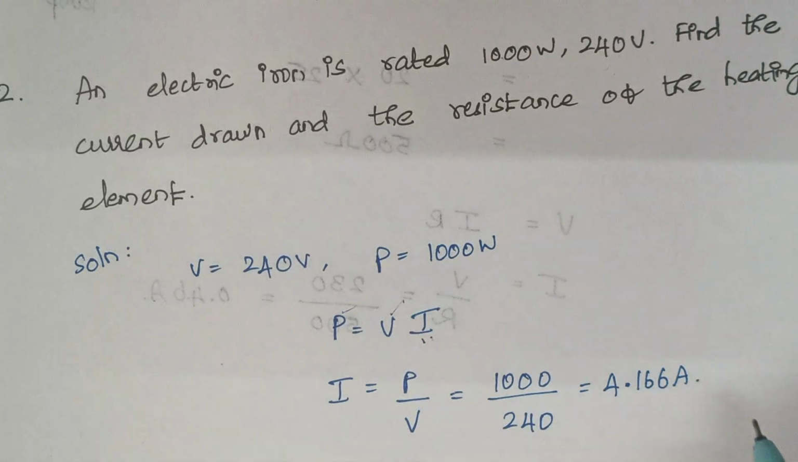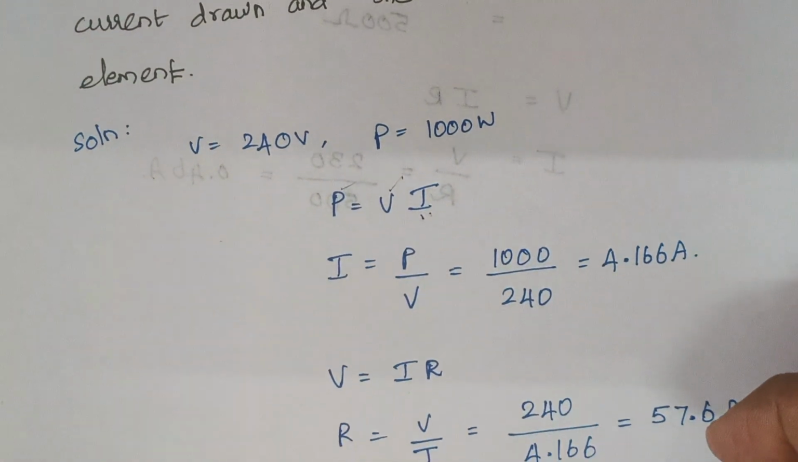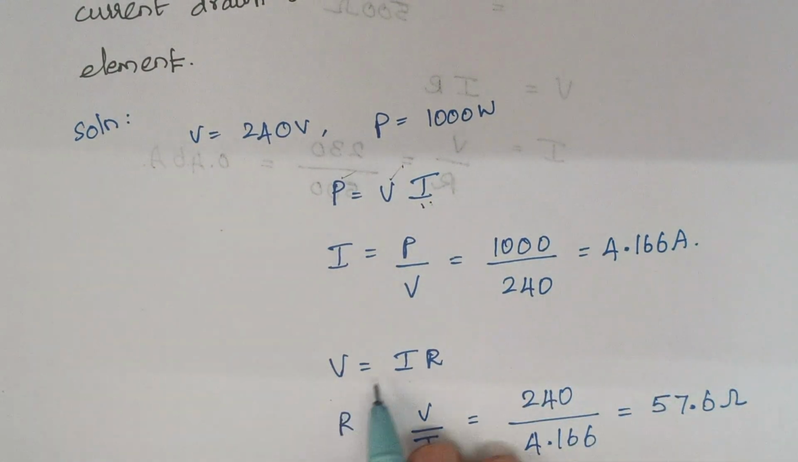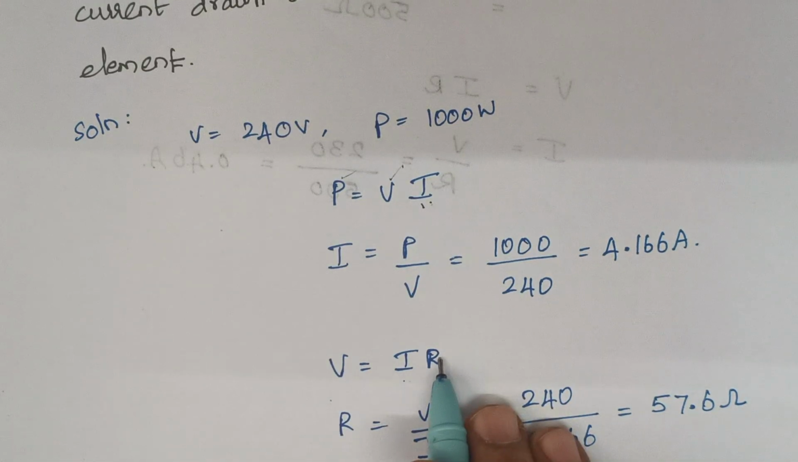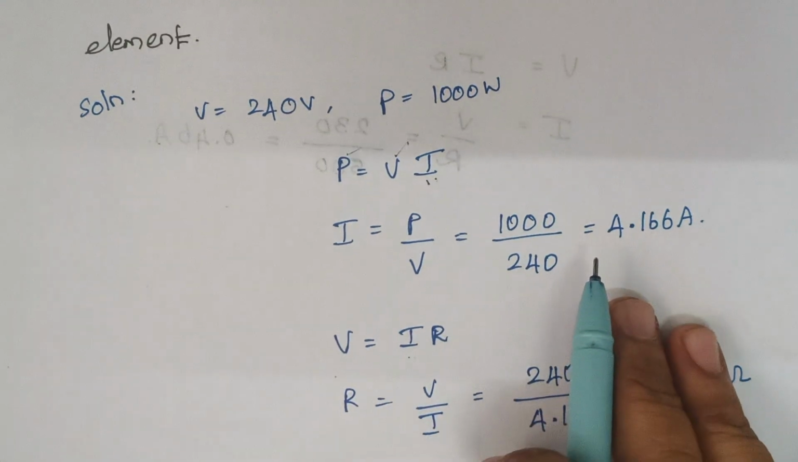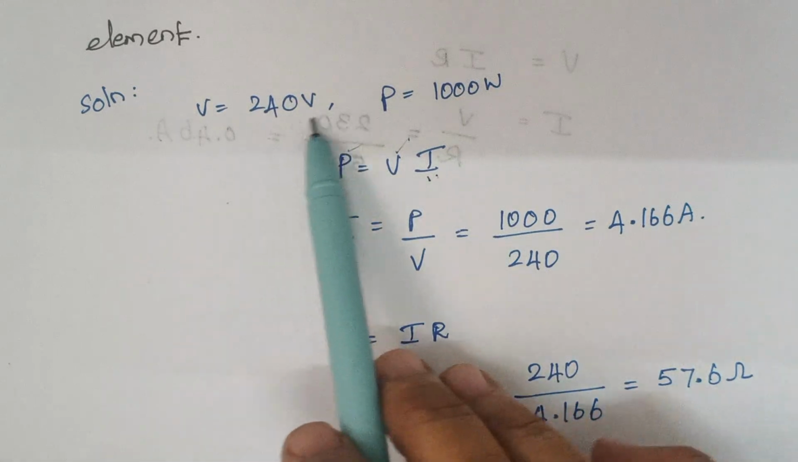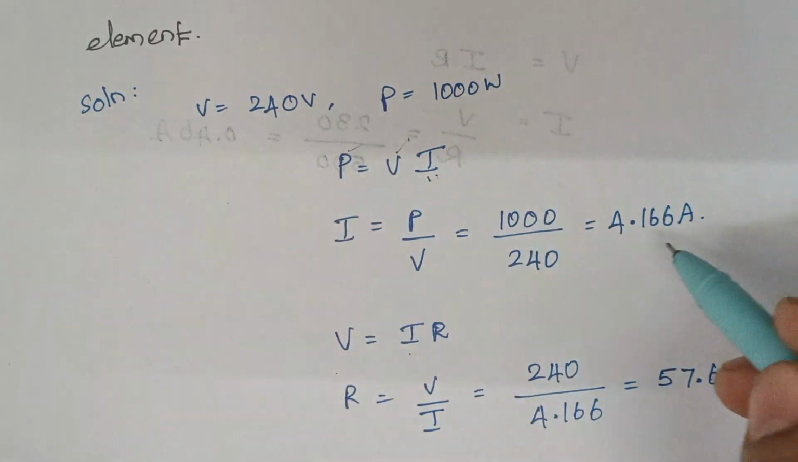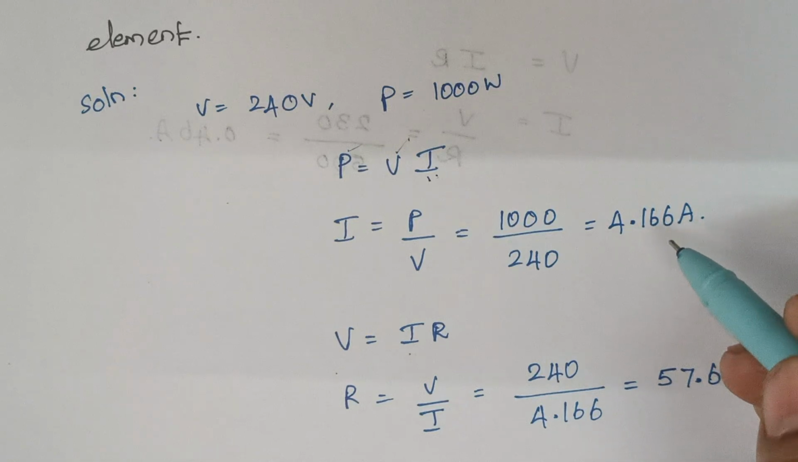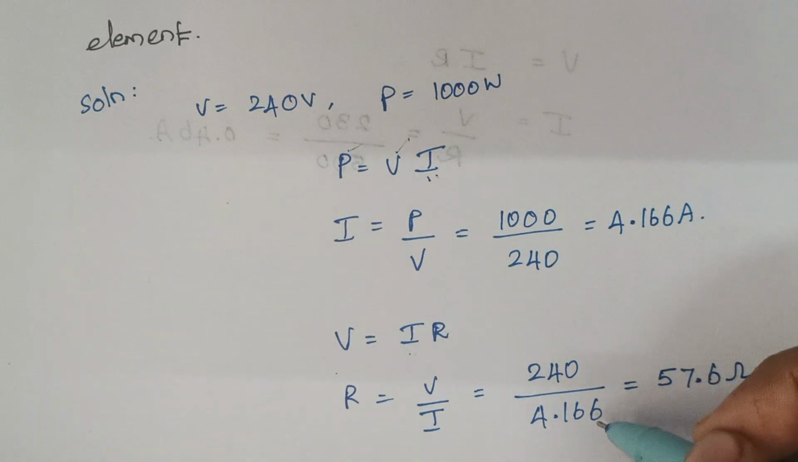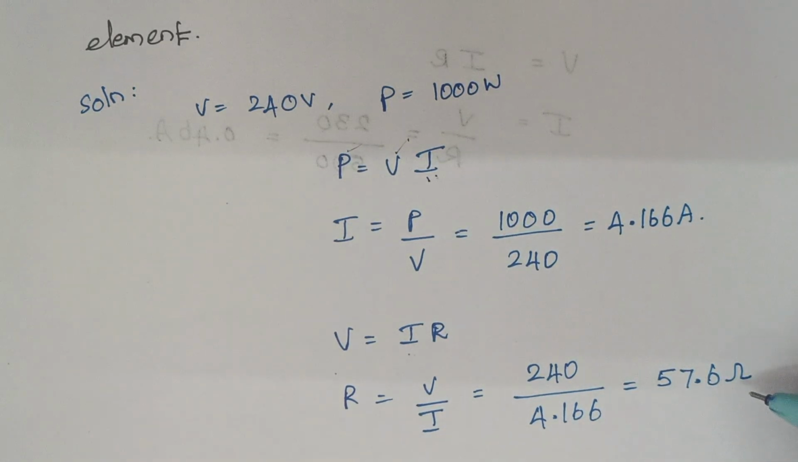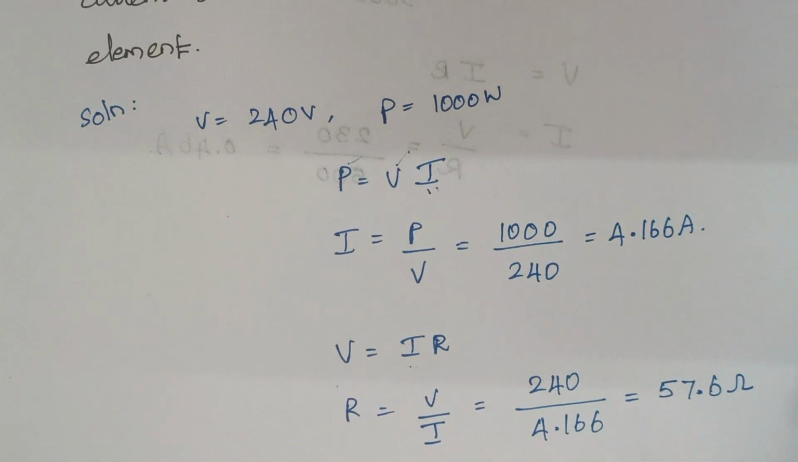Then the next thing we need to calculate is resistance. So again for resistance, we are making use of Ohm's law. So V is equal to IR, so R is equal to V by I. We know the value of V, which is given directly in the problem, and we know the value of current, which we just now found out. So just substitute it here, and finally the value of resistance is found to be 57.6 ohms.